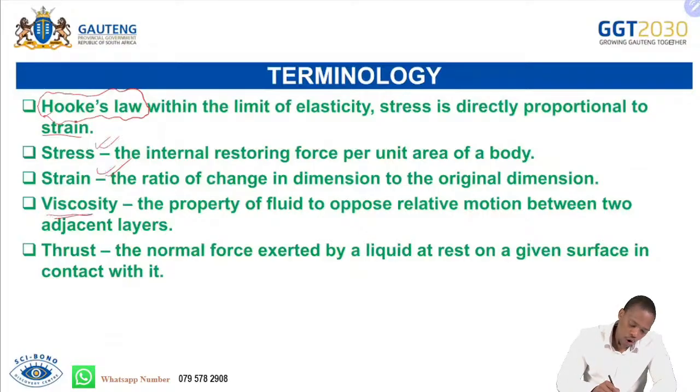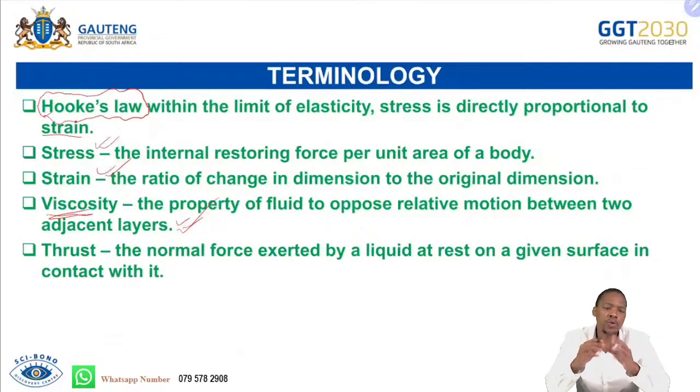All right, then we're also going to look at viscosity. We've looked at viscosity before. You would remember when we were talking intermolecular forces in chemistry, or when we were doing the chemistry part of technical science. We said it is the property of a fluid to oppose relative motion between the two adjacent layers. That is the formal definition, and that's the definition that must always be written down if the question says define viscosity. But you want to think of viscosity as sort of the resistance to flow of a fluid.